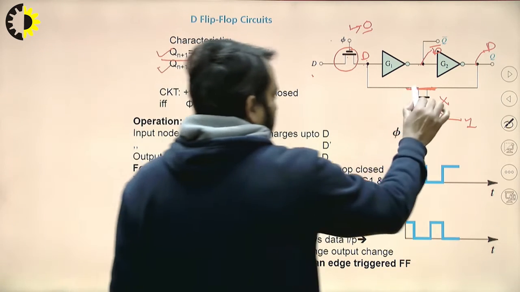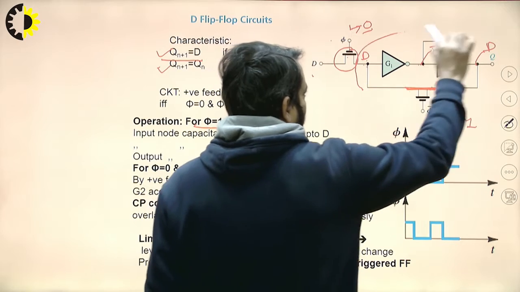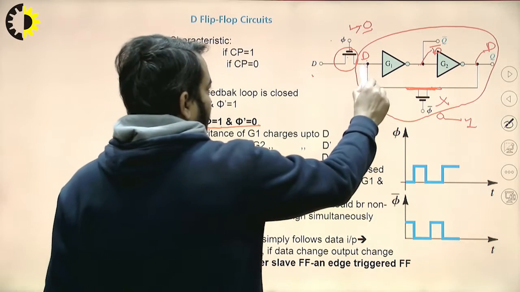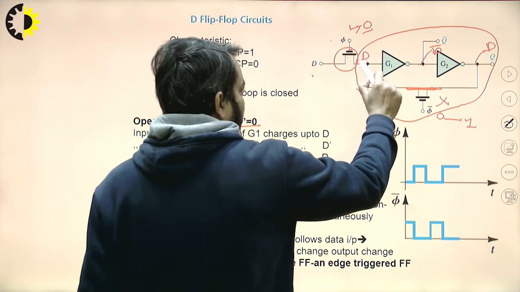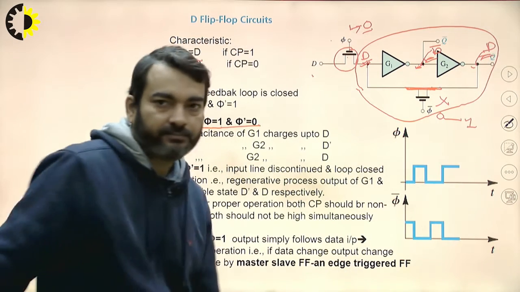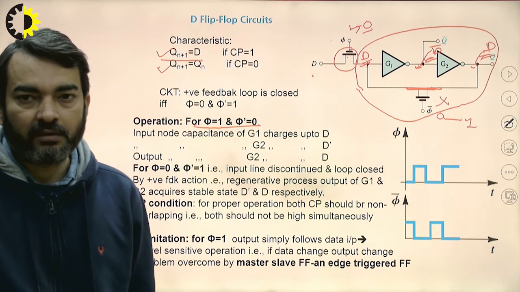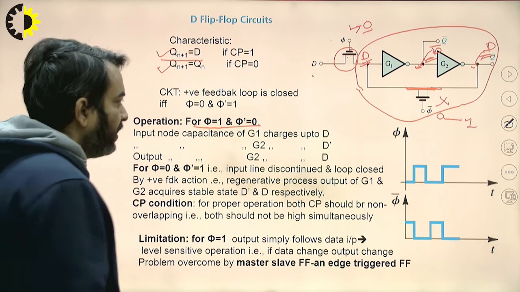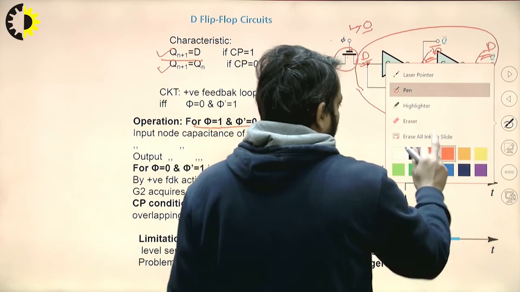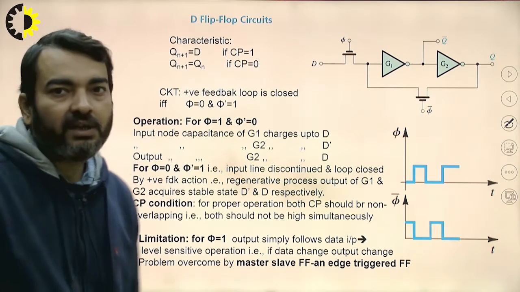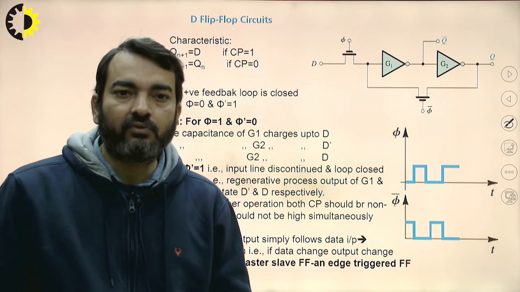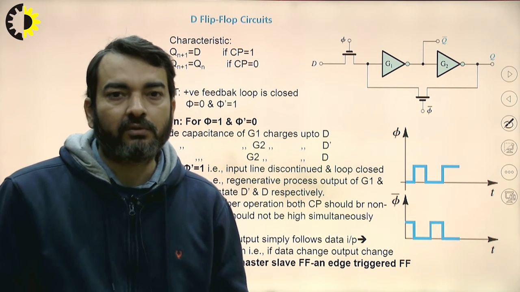And now since the loop is closed, the regenerative process of this cross-coupled inverter will ensure that the node voltage at this point will be equal to the previous data value, that is D, at this point D bar, at this point D. Here we have simply assumed a single clock, but in the practical case we will consider these two as different clocks, and these two clocks will be non-overlapping.